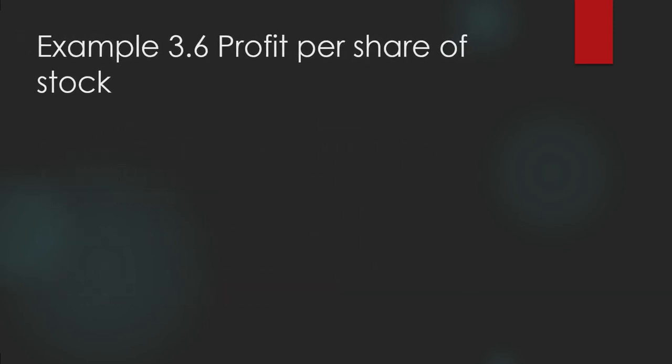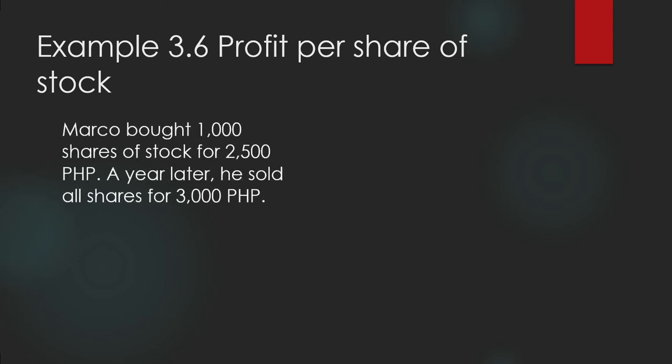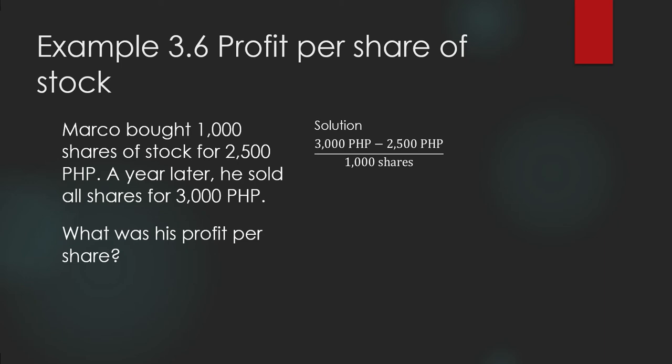Example 3.6, profit per share of stock. Marco bought 1,000 shares of stock for 2,500 pesos. A year later, he sold all shares for 3,000 pesos. What was his profit per share? His profit by selling 1,000 shares is 3,000 pesos minus 2,500 pesos over 1,000 shares. So by selling 1,000 shares, he got a profit of 500 pesos.